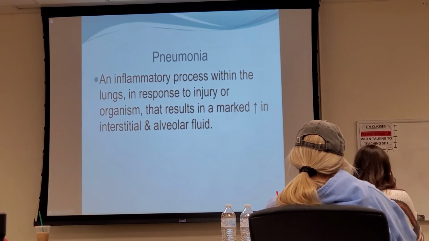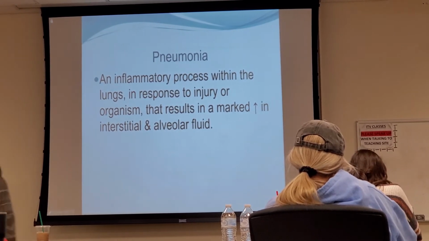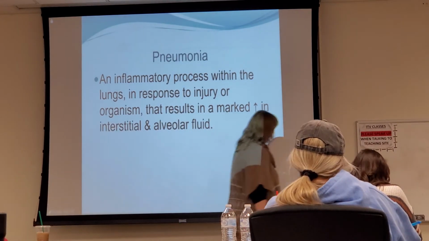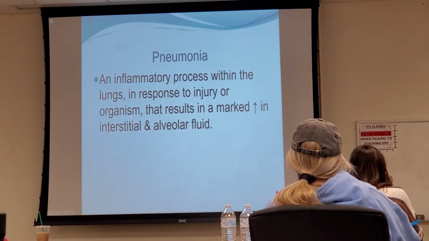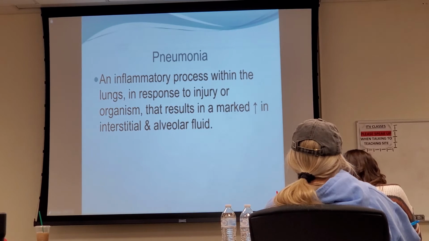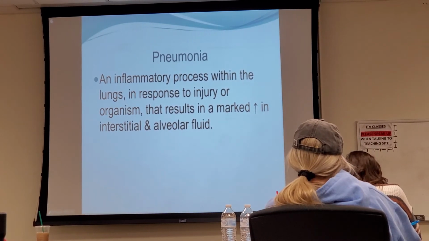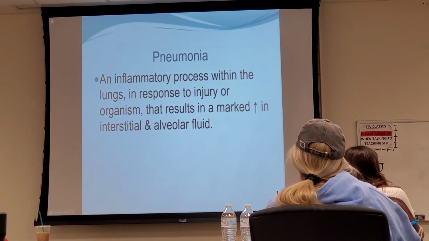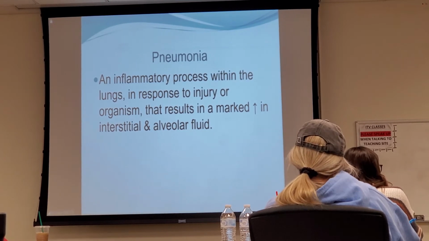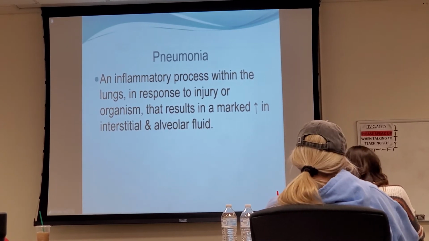Remember, we talked about inflammation being consistent, regardless of what part of the body has tissue damage. And so when it occurs in our lungs, there's a marked increase in how much fluid accumulates in the alveoli and around the alveoli. And we call that pneumonia.